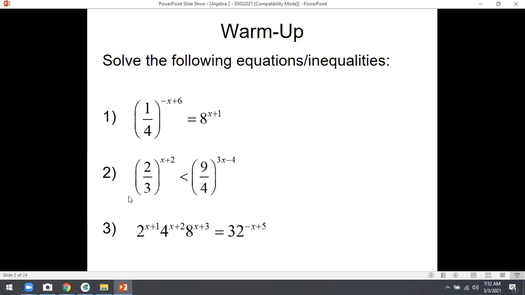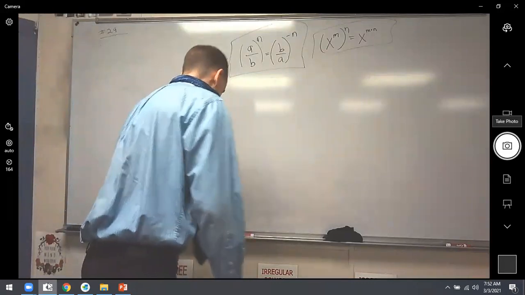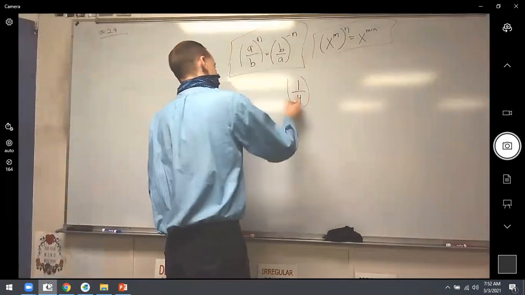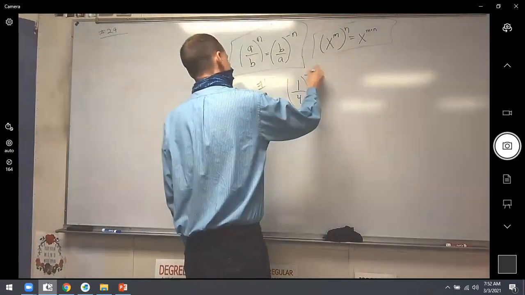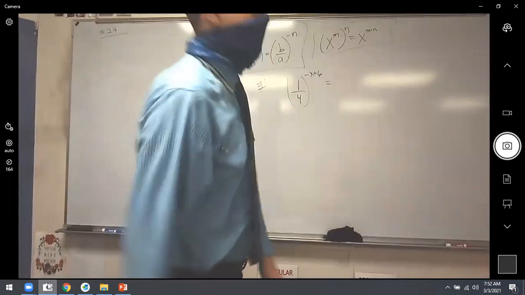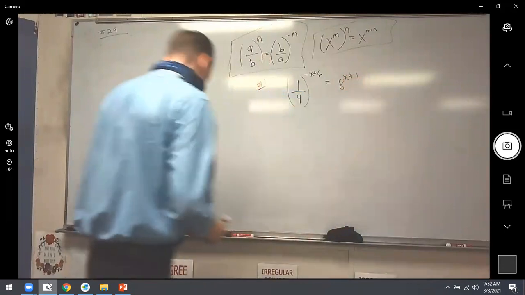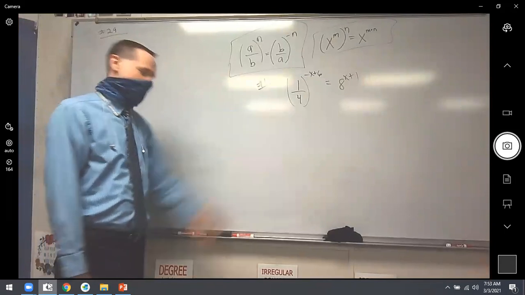All right, so let's solve the following equations and inequalities. Number one. Write it down. We got ourselves a fraction in the first one. You have a 1/4, and that is raised to the negative x plus 6. And apparently that equals 8 to the x plus 1. Well, the first thing you should see is what? That base is not more than 1, right? That's not what we want.